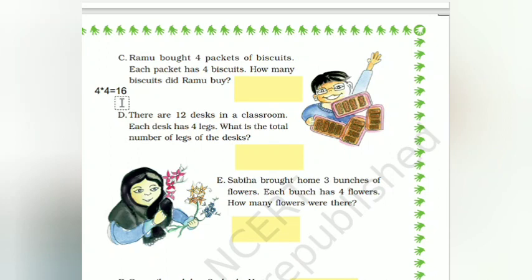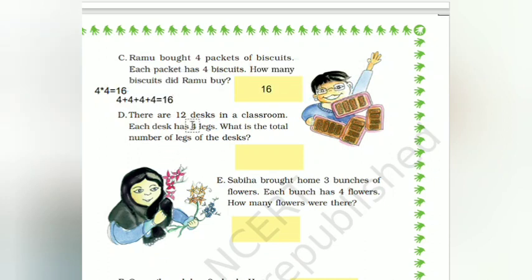That we have to multiply, 4 times 4, that is equal to 16, or we can write it as 4 plus 4 plus 4 plus 4. That is 4 times 4 written. Okay, 4 times 4 means 16. So our answer is 16.